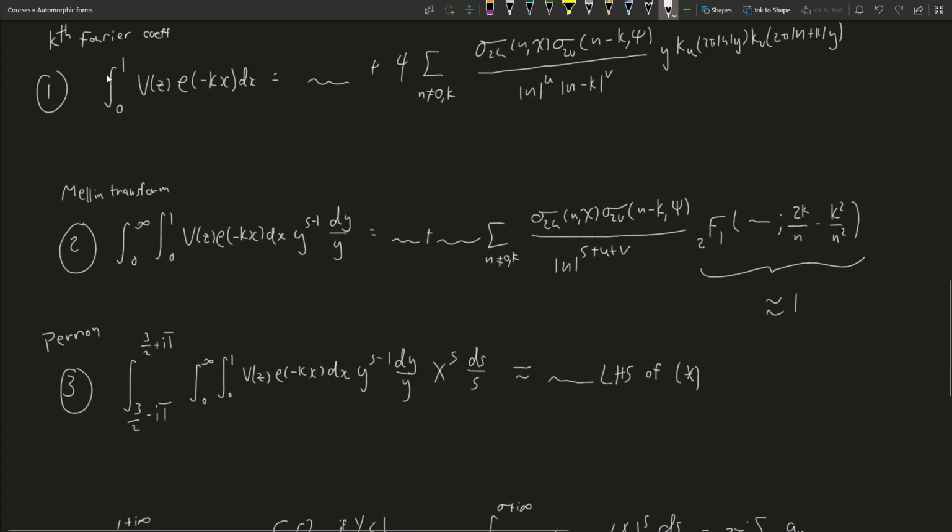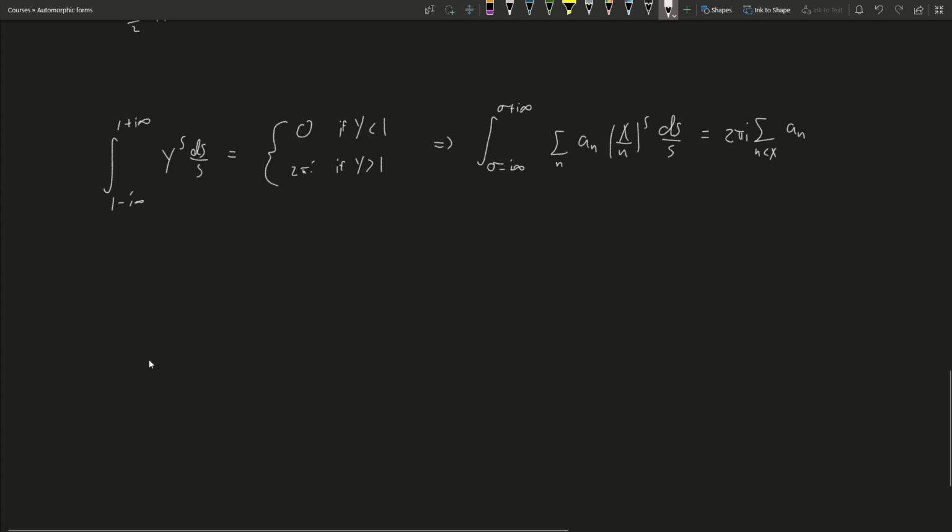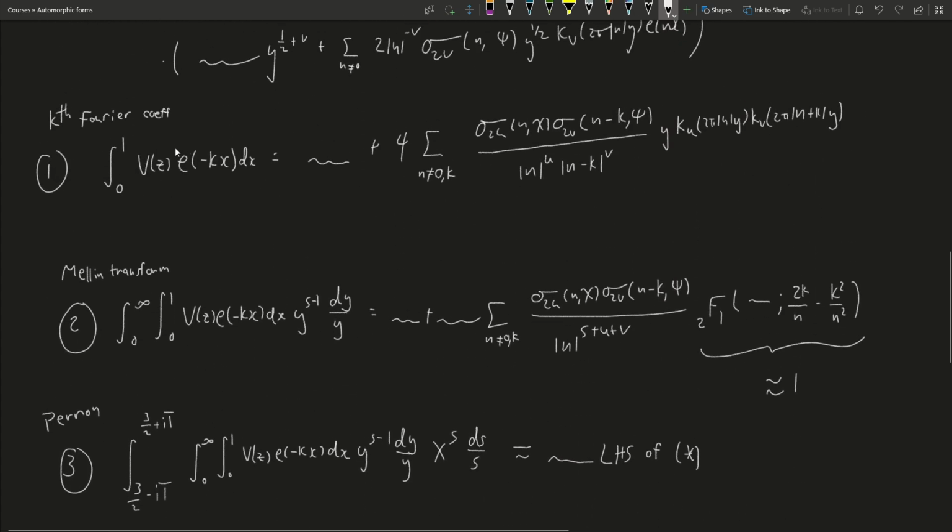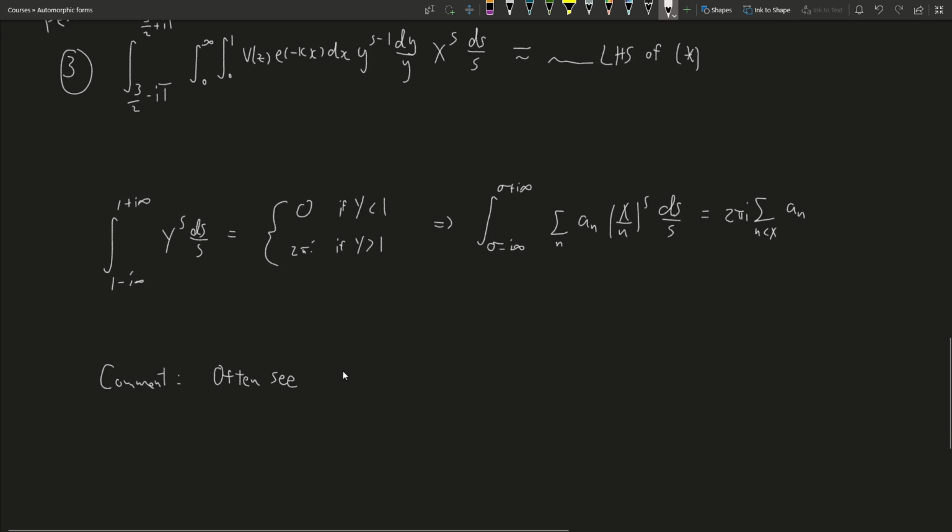Right, we do these 3 steps. We take the kth Fourier coefficient, take a Mellin transform of the Fourier coefficient, and then we use Perron's formula. One comment I will make is that you'll often see, instead of looking at the kth Fourier coefficient, an inner product of V with this Poincaré series. So let me define this right now.